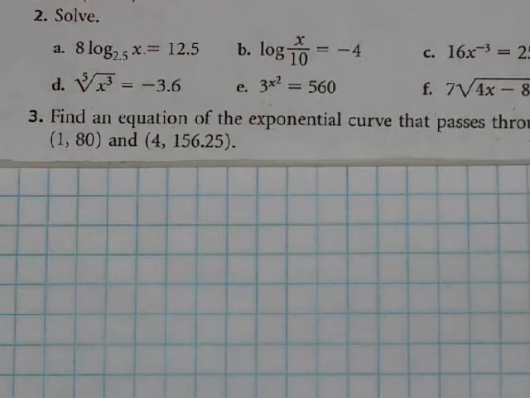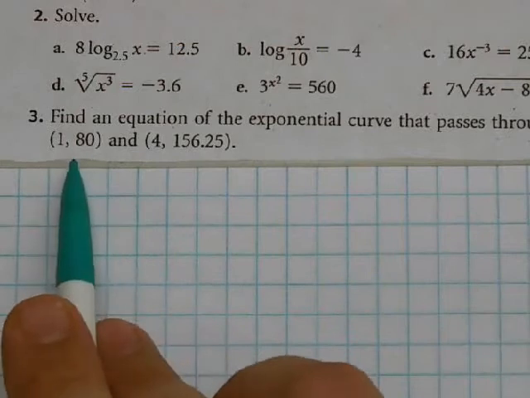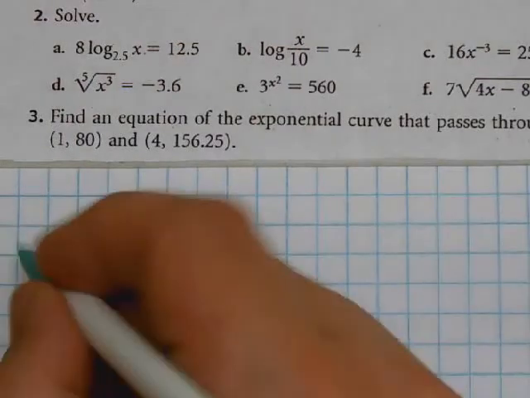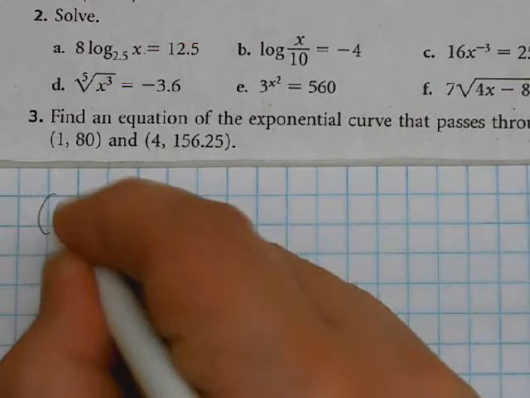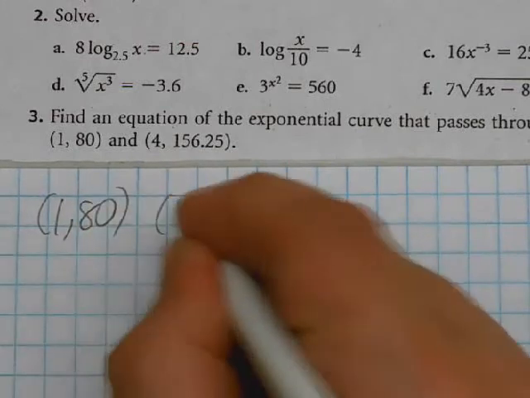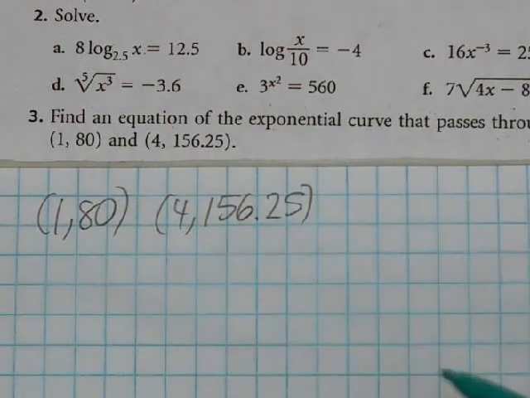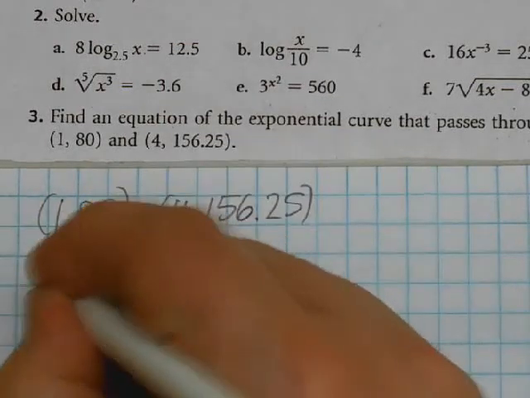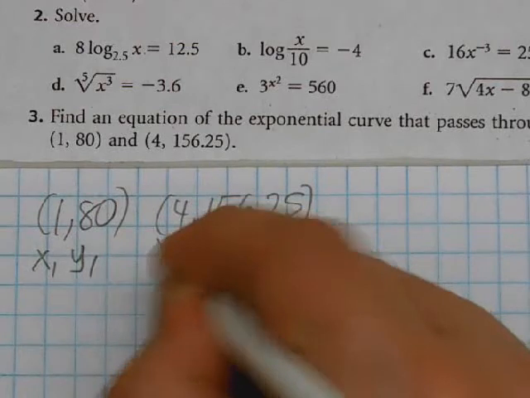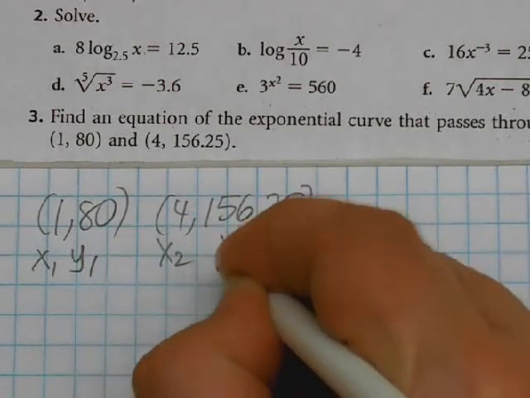Find the equation or an equation of the exponential curve that passes through the points (1, 80) and (4, 156 and a quarter). So what I'm going to do is go ahead and label my coordinates: x1, y1, and x2, y2.